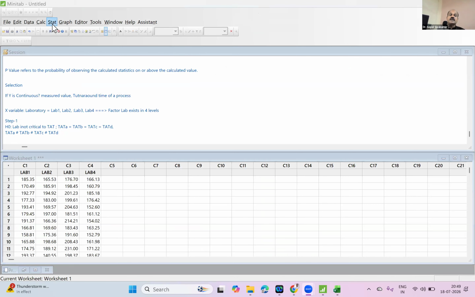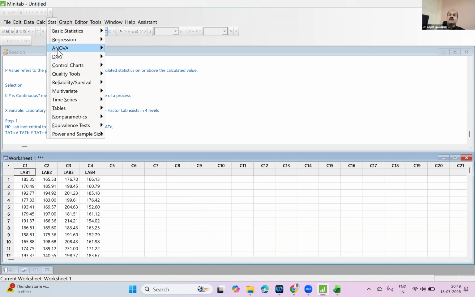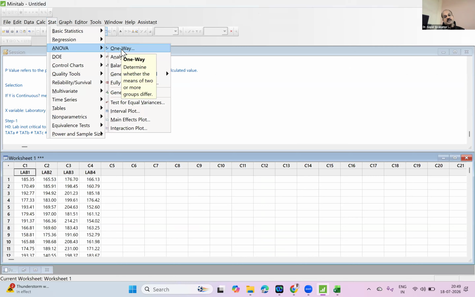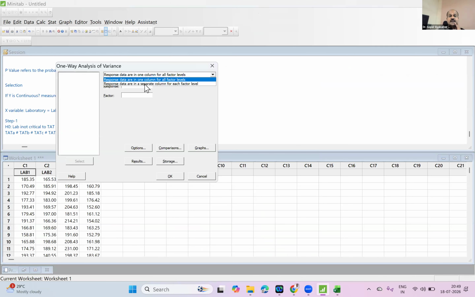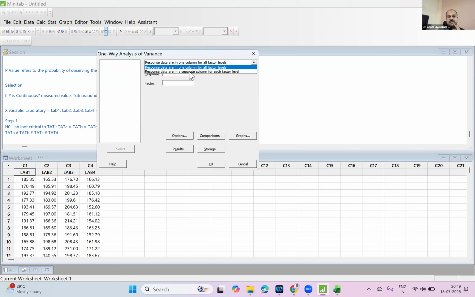Now you have to click Start, go to ANOVA, go to one-way ANOVA. I click that. Now this window is coming. What is this saying? Response data are in one column or in separate columns. Tell me which option suits our data. Response data in separate columns. Can you see the separate columns? Response data in four columns, then you click your cursor here. Now responses, where are the responses? Here, 1, 2, 3, 4. You select everything, click select. Now you go to option.